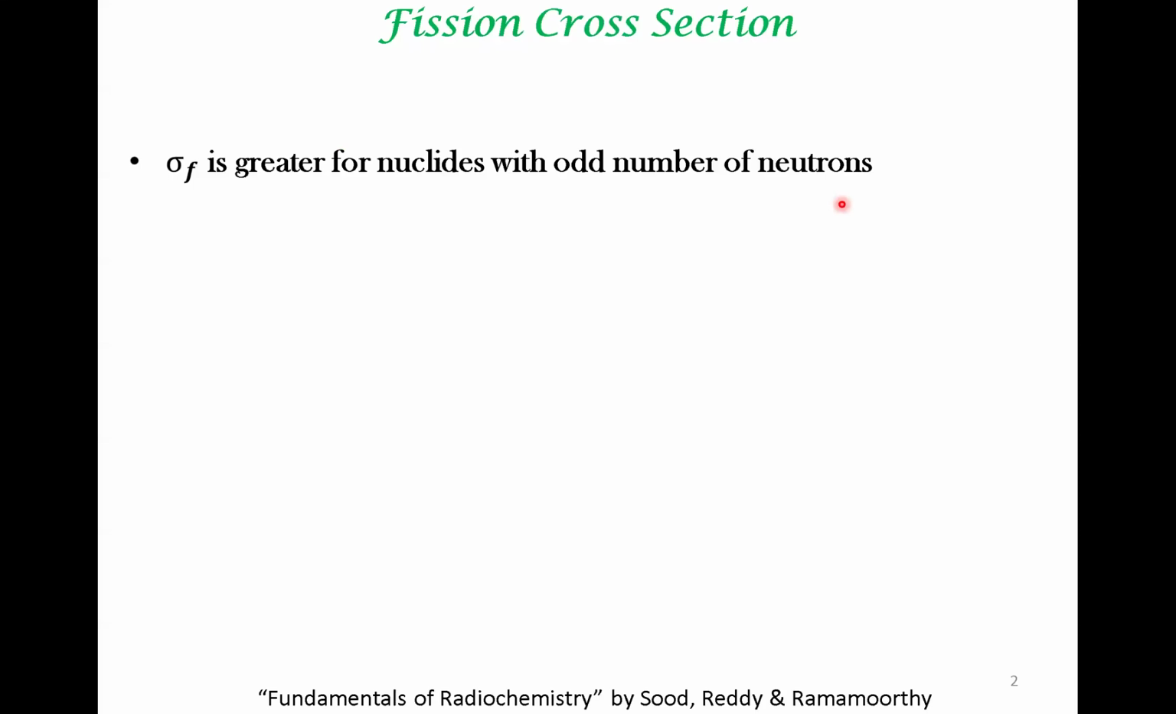In general, the fission reaction cross-section indicated by sigma F is greater for nuclides with an odd number of neutrons. You may anticipate why this may be so, because there is something called pairing energy. So when you irradiate a nuclide with an odd number, there is a pairing energy which is advantageous. So in general, you would anticipate sigma F to be greater.